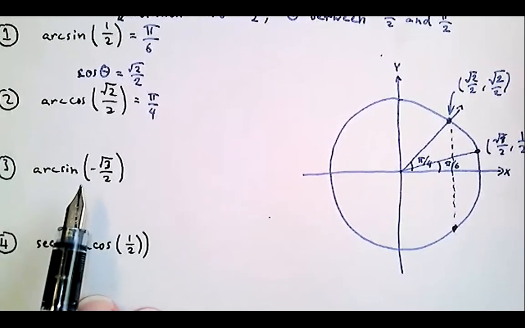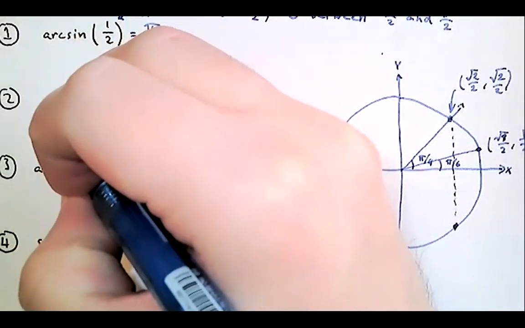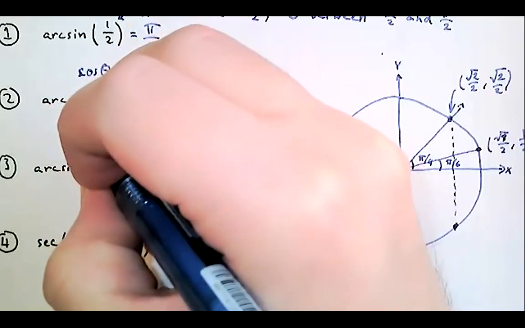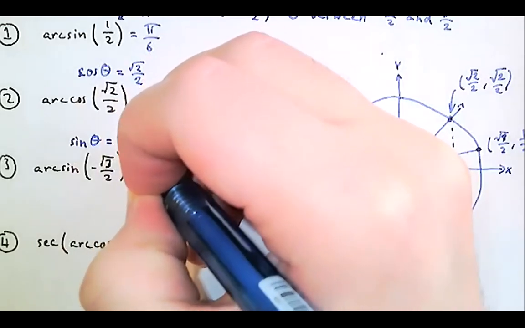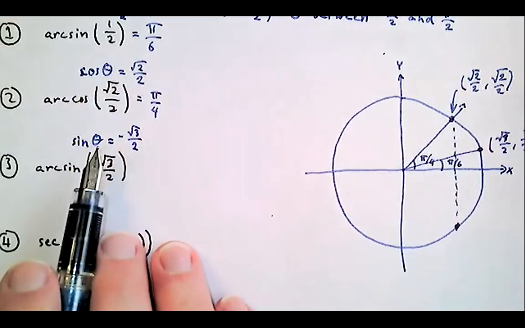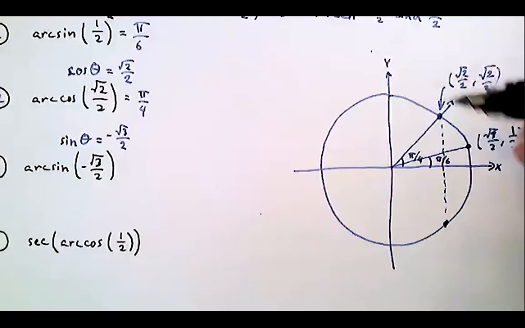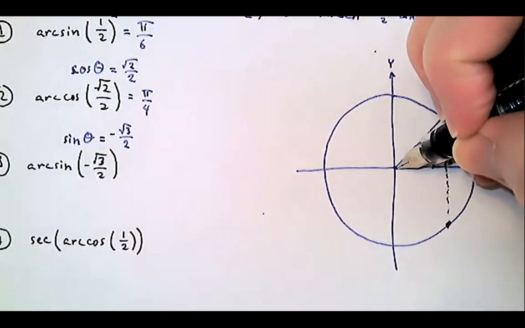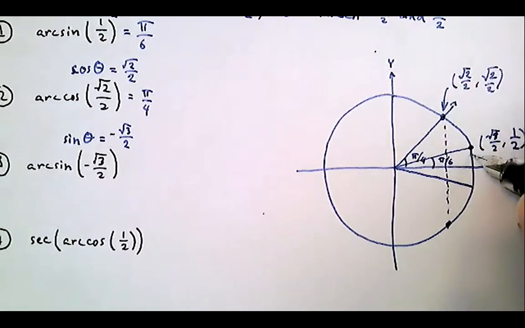What about the next one? Arcsine of minus square root 3 over 2. We're trying to solve this equation. What value of theta gives sine theta equals minus square root 3 over 2? Pi over 6. You're very close. Minus pi over 6 is down here. So the vertical coordinate is actually minus a half.